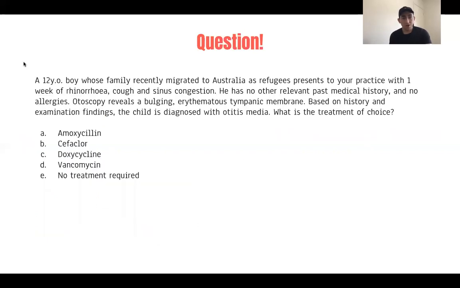Cool. A 12-year-old boy whose family recently migrated to Australia as refugees presents with 1 week of rhinorrhea, which is just runny nose, cough, and sinus congestion. He has no other past medical history and no allergies. Otoscopy reveals a bulging erythematous tympanic membrane. Based on history and examination findings, the child is diagnosed with otitis media. What is your treatment of choice? Which one of the following antibiotics would you prescribe for this patient?